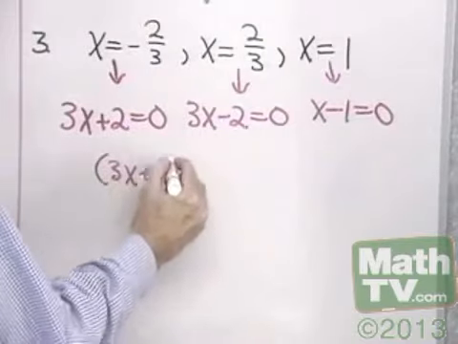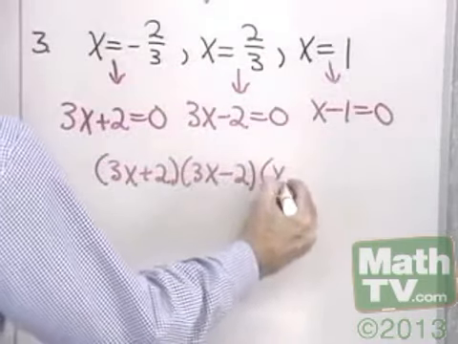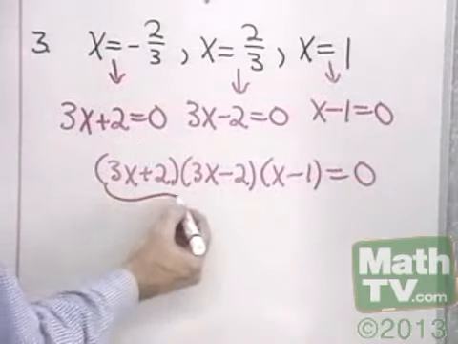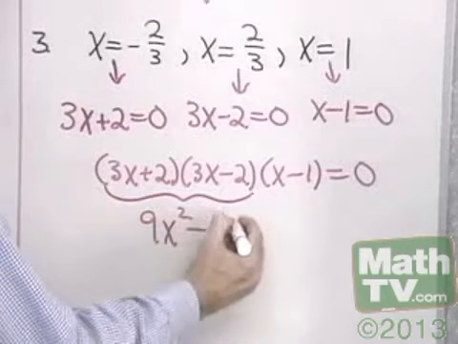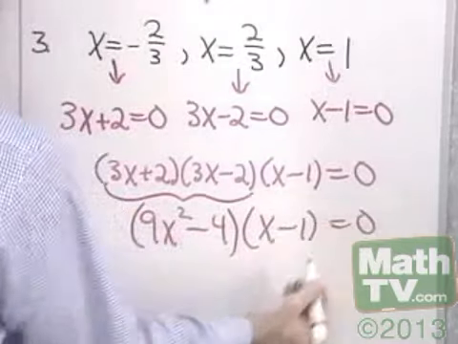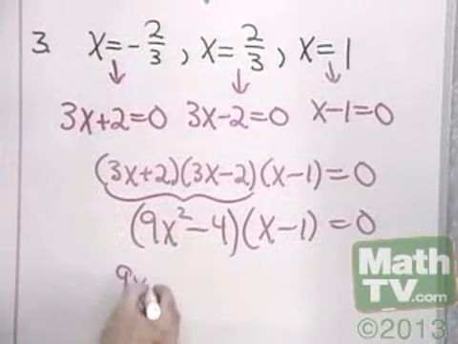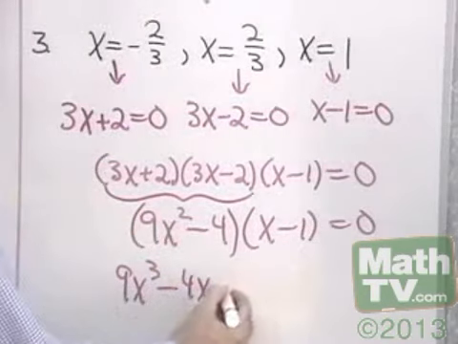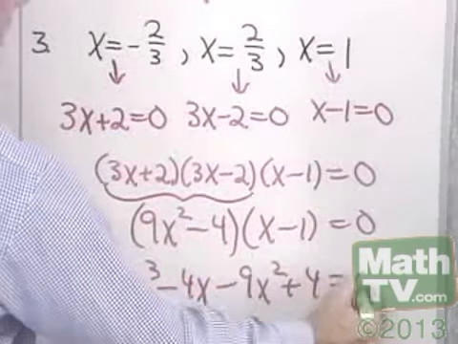3x plus 2 times 3x minus 2 times x minus 1 is also equal to 0. Let's see, I'll multiply these two out, and that'll give me 9x squared minus 4 times x minus 1 equals 0. I'll multiply both of these by x. I'll get 9x cubed minus 4x. I'll multiply them both by negative 1, minus 9x squared plus 4 equals 0.